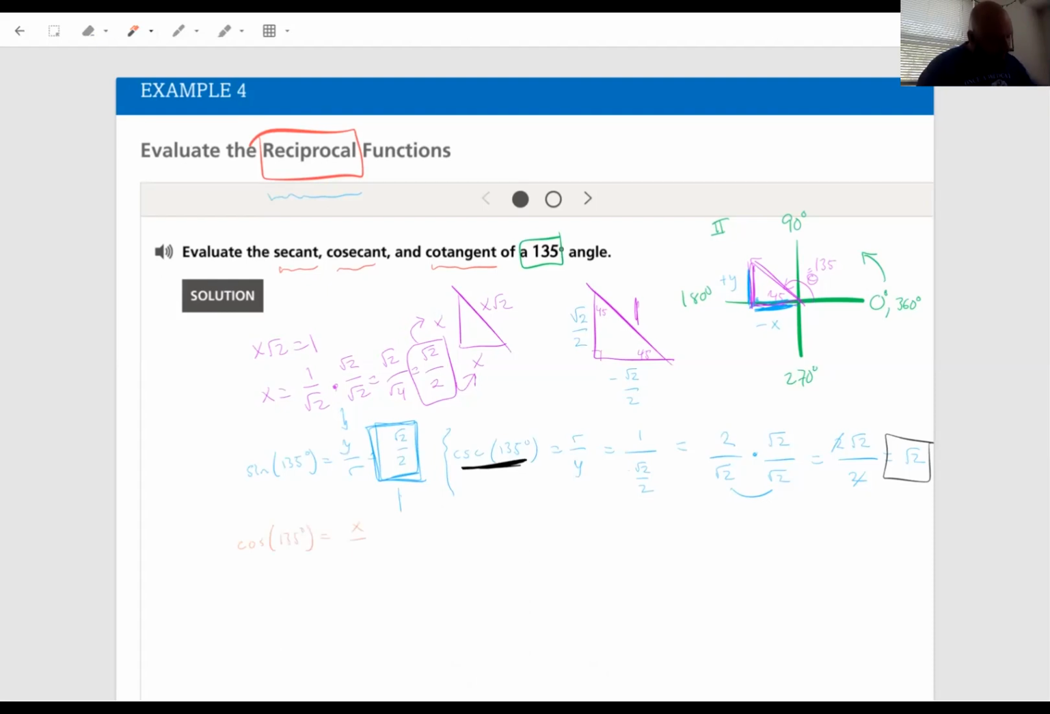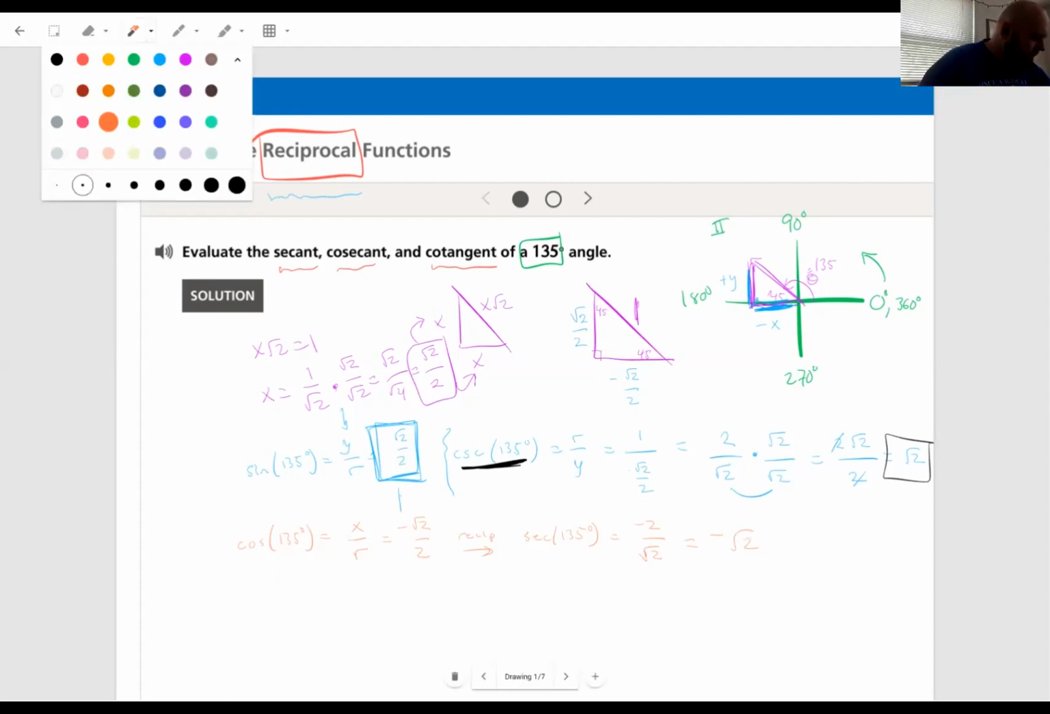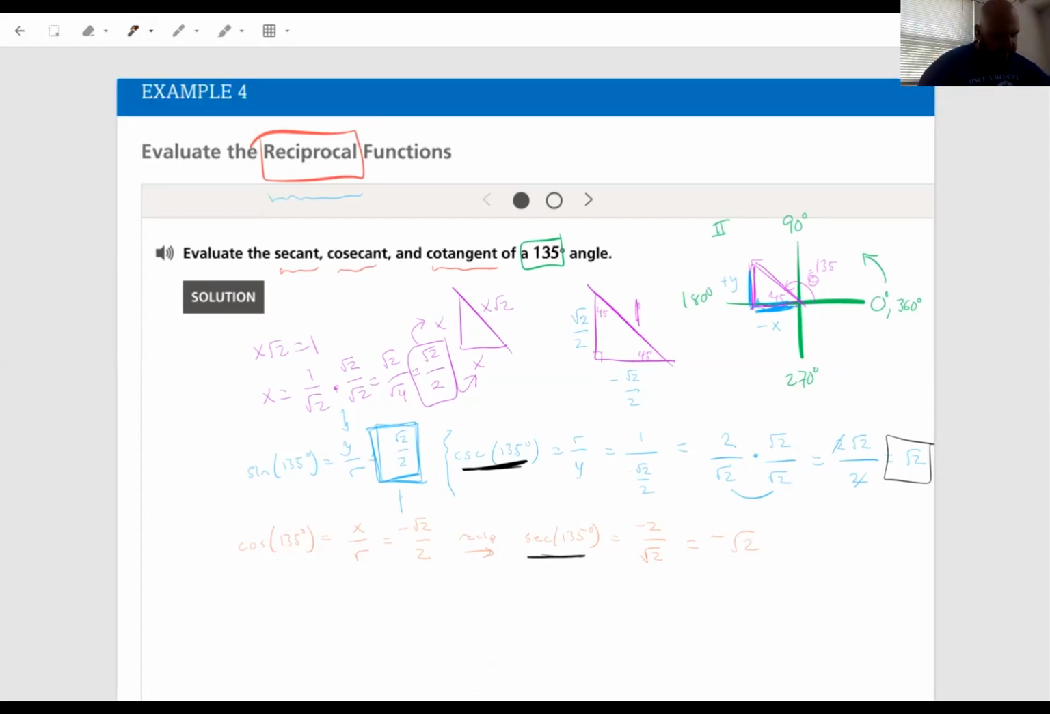Now we get to do x over r. So now this one is going to be negative root 2 over 2. And if you do the reciprocal, you'll have the secant of 135, which is going to be negative 2 over square root 2, which simplifies to negative square root 2. So secant 135 is negative square root 2.